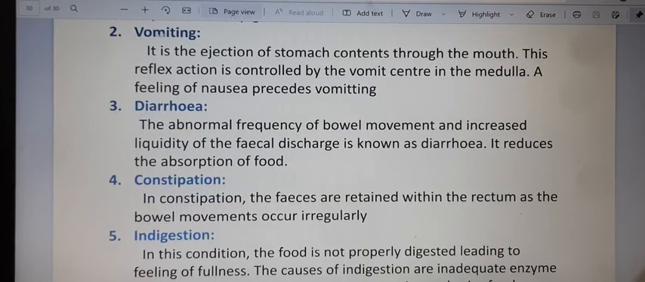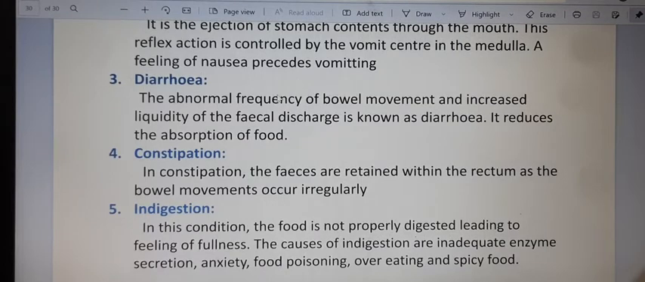Then vomiting, it is the ejection of stomach contents through the mouth. This reflex action is controlled by the vomit center in the medulla. A feeling of nausea precedes vomiting. Diarrhea is abnormal frequency of bowel movement and increased liquidity of the fecal discharge. When the water is not absorbed by the large intestine and the fecal matter becomes more liquid, this produces diarrhea. It reduces the absorption of food.